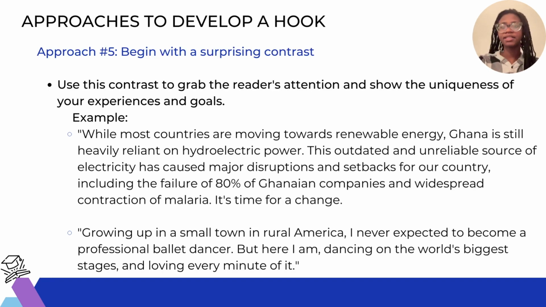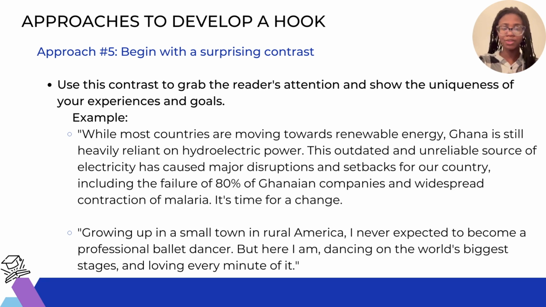Approach 5 is to begin with a surprising contrast. So let's look at this example. While most countries are moving towards renewable energy, Ghana is still heavily reliant on hydroelectric power. So I'm comparing renewable energy to hydroelectric power. This outdated and unreliable source of electricity has caused major disruptions and setbacks for our country, including the failure of 80% of Ghanaian companies and widespread contraction of malaria. It's time for a change.